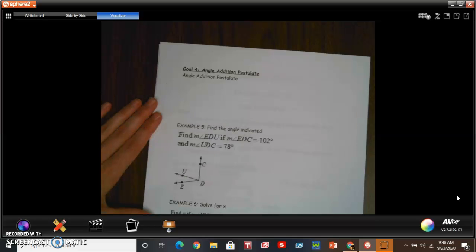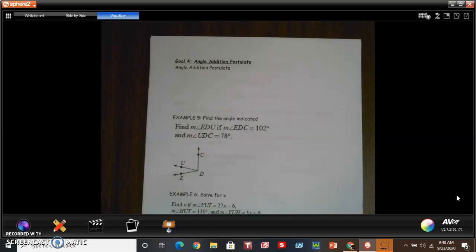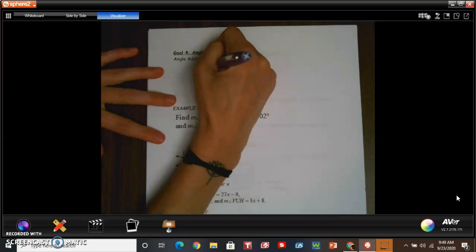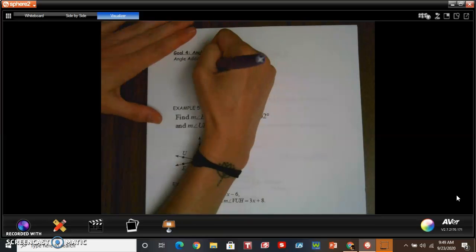All right, and our last goal for today, or for this week, is angle addition. This is a lot like, what color did I pick for goal 4? Purple. This is a lot like segment addition. It still has the same idea. Okay, so we're dealing with angles now.